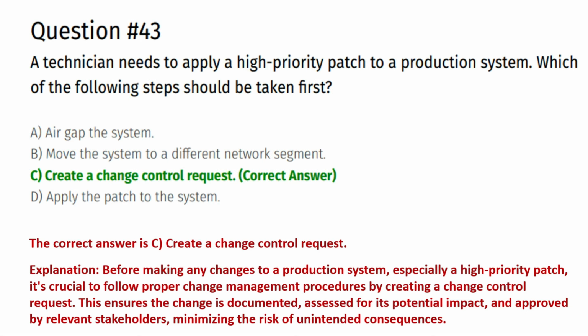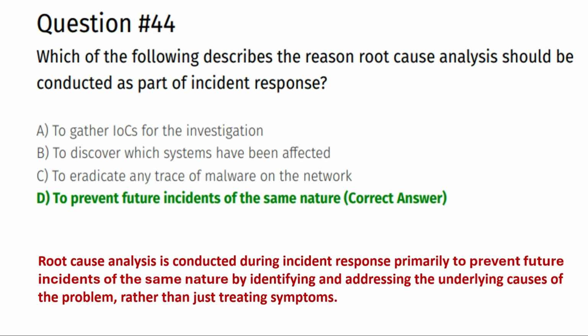So let's check the explanation. Before making any changes to a production system, especially a high priority patch, it's crucial to follow proper change management procedures by creating a change control request. This ensures the change is documented, assessed for its potential impact, and approved by relevant stakeholders, minimizing the risk of unintended consequences. So that's why the correct answer is C, create a change control request. So let's move to the next question.